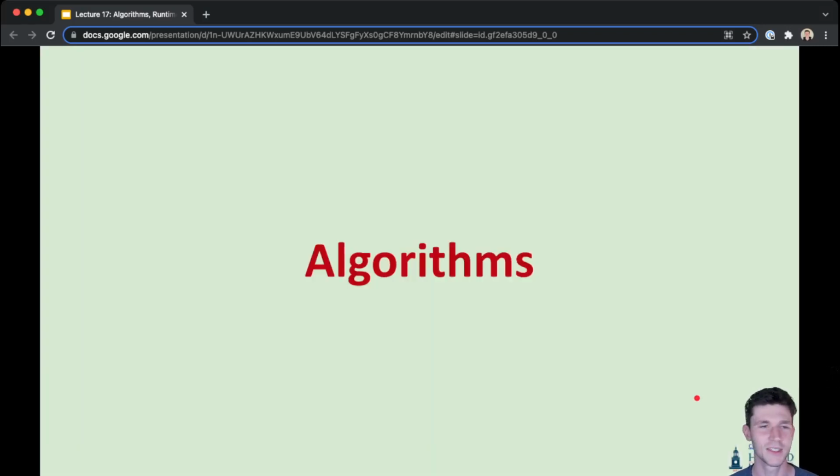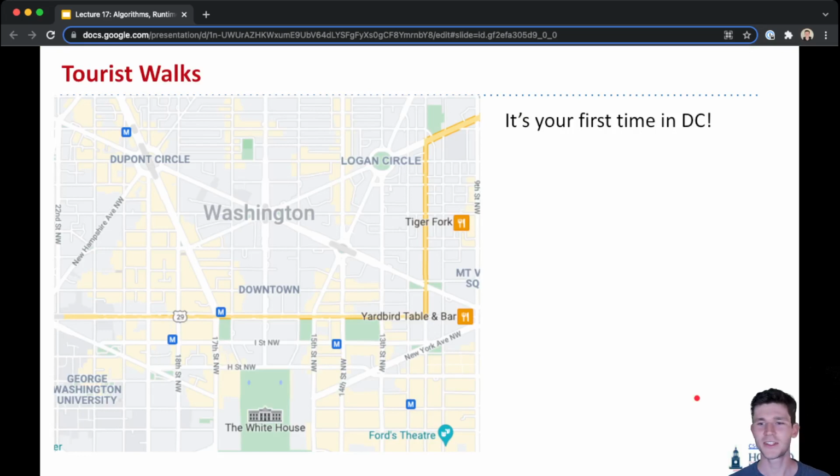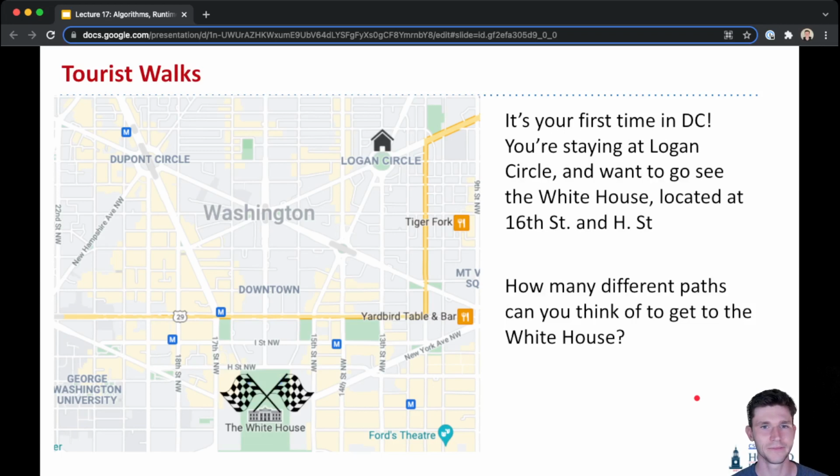So, algorithms. Instead of just talking about algorithms in general, let's play a little game. Let's say it's your first time in DC. For many of you, this is the case. It's your first time, or you haven't even moved yet to DC. And you live somewhere over here around Logan Circle. Then here we have downtown, DuPont Circle. Here is the White House, right here. So you're visiting, you're staying around Logan Circle, and you need to get to the White House. How many different paths can you see on here to get to the White House?